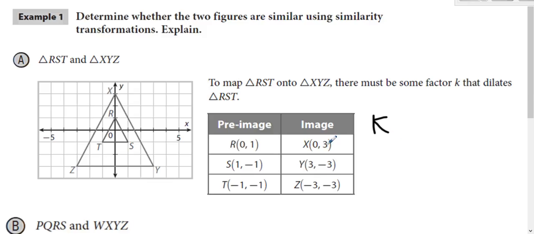So to get 0, 1 to become 0, 3, we can multiply by 3. 0 times 3 is 0, 1 times 3 is 3. To get 1 to become 3 and negative 1 to become negative 3, you multiply by 3. And then same thing for t. Since they all have that same k, that same scale factor, it is a dilation with scale factor 3. So yes, they are similar because it's a dilation with scale factor of 3.